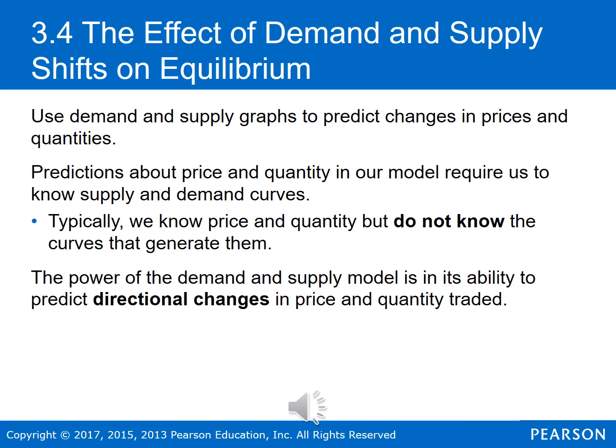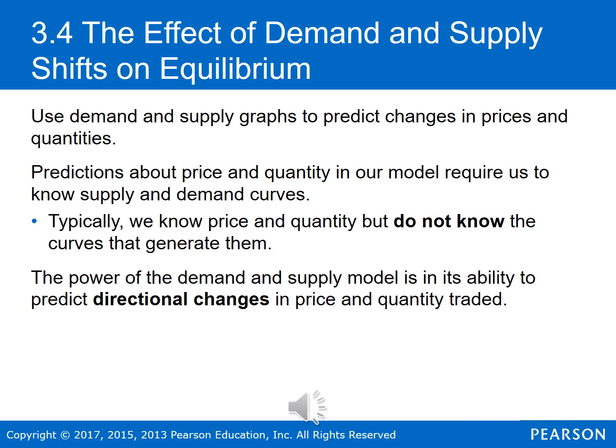This brings us to the final section of this chapter, the effect of demand and supply shifts on equilibrium. So in this section, we'll be using demand and supply graphs to predict changes in prices and quantities. Predictions about price and quantity in our model require us to know supply and demand curves. Typically, in the real world, we know the price and the quantity, but we don't know the curves that generate them.